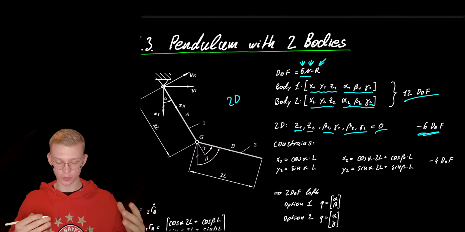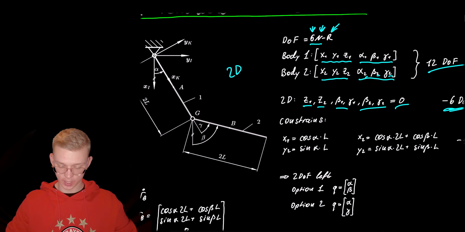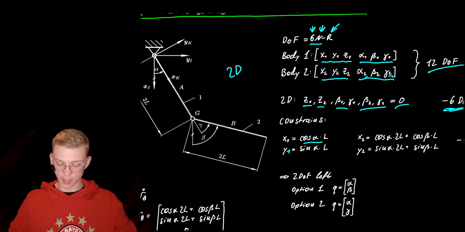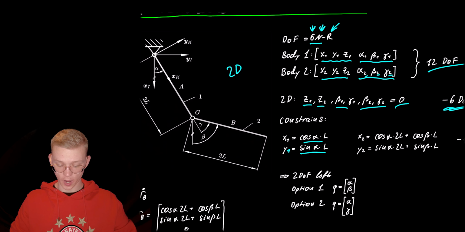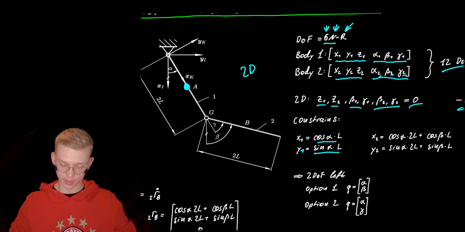Can we formulate the positions of our body in such a way where they are only dependent on one general coordinate? In this case, we choose alpha and beta. So we can say that x1 is cosine alpha times L, and y1 is sine alpha times L. So we're talking about this point right there.